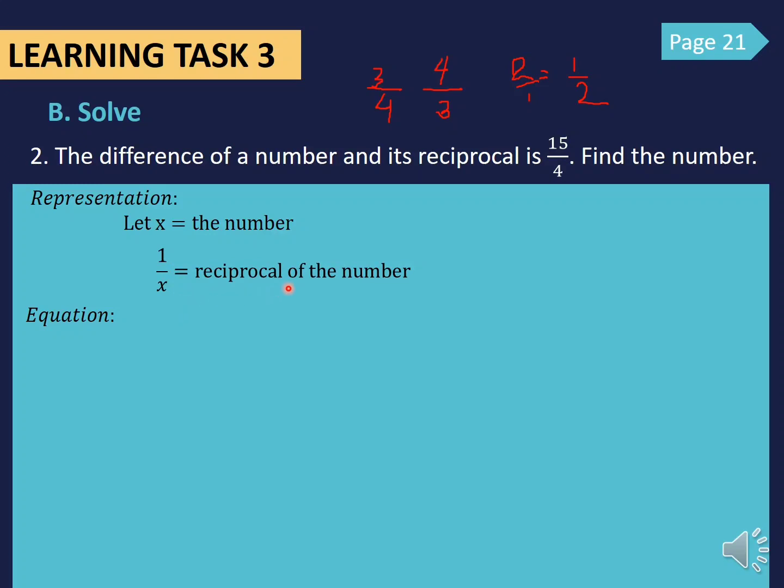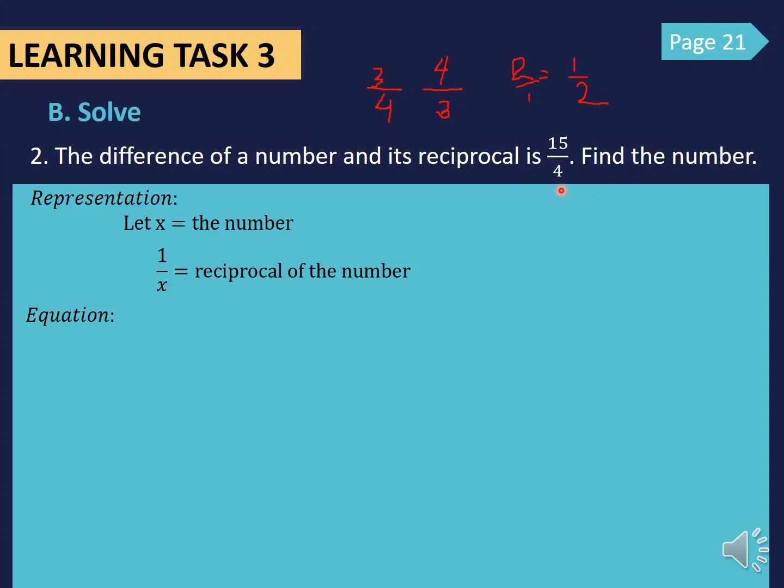1 over x is the reciprocal of the number. So let us form an equation. Of course, when we form the equation, we must refer to the given condition in the given problem. The difference of a number and its reciprocal. When the number and its reciprocal are subtracted, that will be equal to 15 over 4.